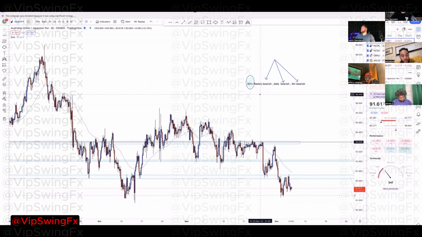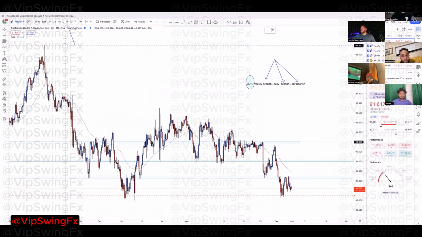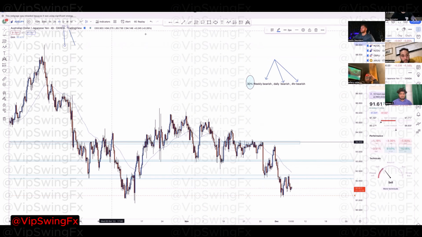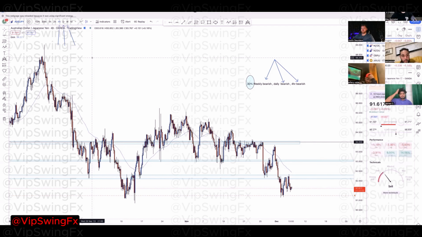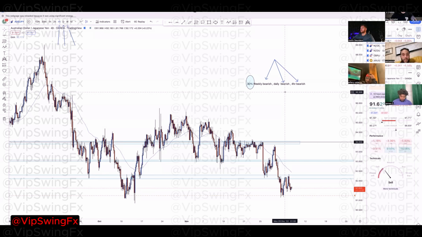I only use, and this is very important, the weekly time frame, the daily time frame, and the 4-hour time frame to understand where the market is. Are we bullish? Are we bearish? What the hell is going on? So these 3 time frames are to understand bullish and bearish. Every other time frame from this point on is simply for entry signal or entry structure purposes.